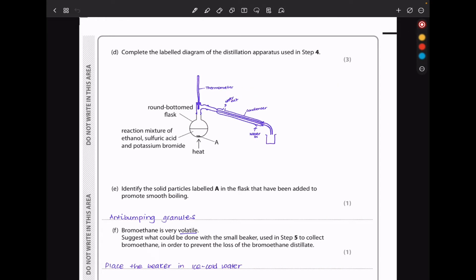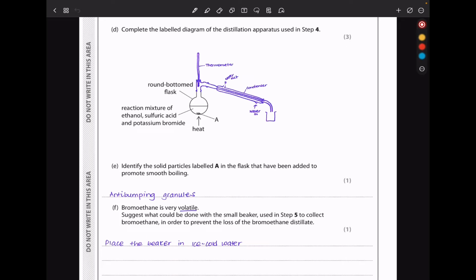In part D, they say complete the labeled diagram of the distillation apparatus used in step 4. So part of the drawing was given. They gave the reaction mixture of ethanol, sulfuric acid, and potassium bromide here. We have heat, and then that's the round bottom flask. I placed in a thermometer, and then the connection entering into the condenser. This is a condenser. The cold water is coming in here, and the water that has been used for cooling is going out there. And of course, we have the collector here.